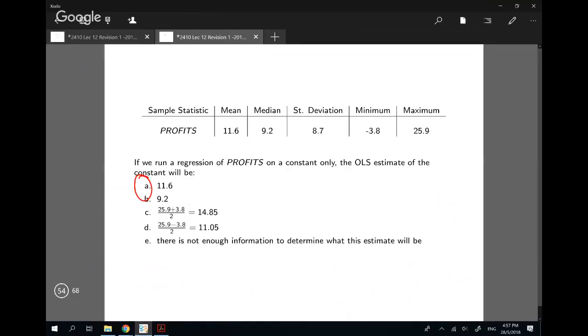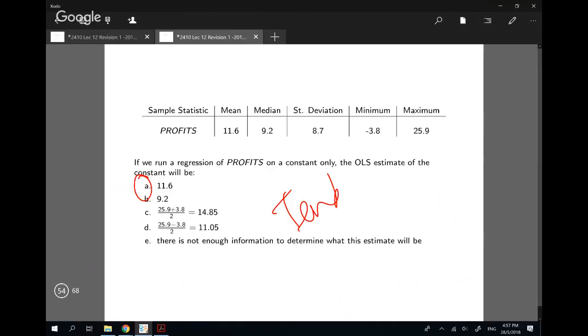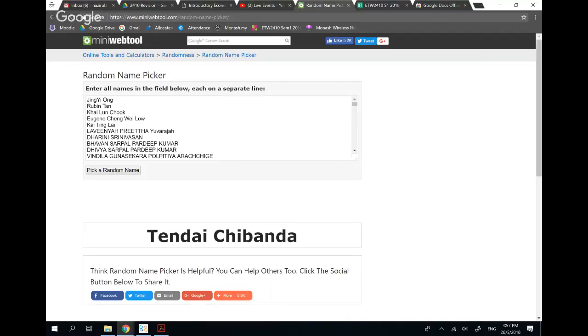Okay. So there should be a constant. It should be the mean. So 11.6. Okay, there you go. Oh, easy. All right, so next. So profit on owner and manager from the SPC equation, we can infer that. Okay, this is quite easy also.